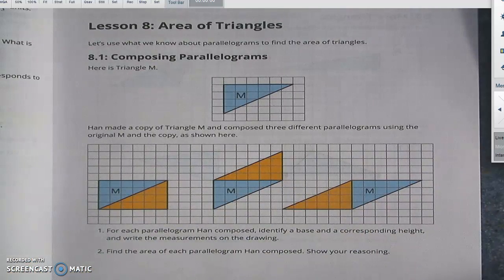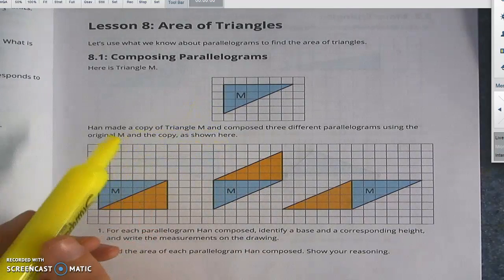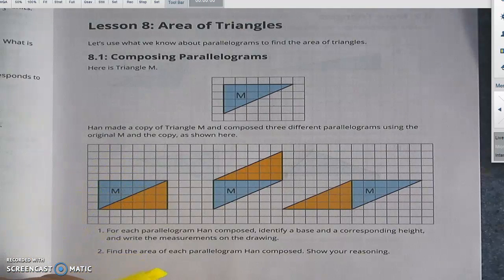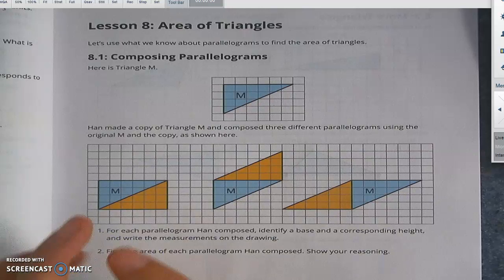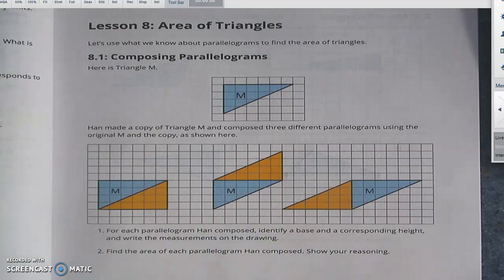First it says for each parallelogram Han composed, identify a base and a corresponding height and write the measurements on the drawing. So you're going to grab a highlighter. You're going to highlight a base and a height. Remember, they need to come together to make a 90-degree angle. And then write how long the base is and how high the height is for each of those. So please pause me, do that, and then come back to me once you're done.